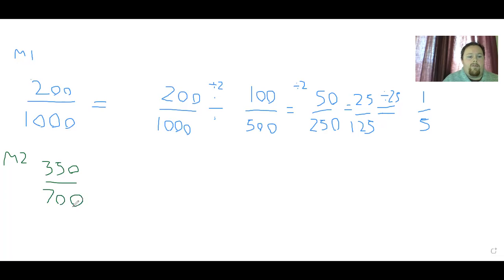The best way to simplify it, that will save you a lot of repeated processes, is to think what number goes into both of them. So for me, I know that 350 is half of 700, so I could divide both by 350. If I divide the top by 350, it goes in there 1 time, so the top number is 1. And if I look at the bottom, 700, then we know it goes in there twice. It's half of that. You can't simplify any of that.